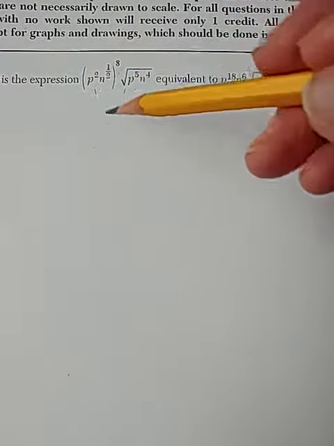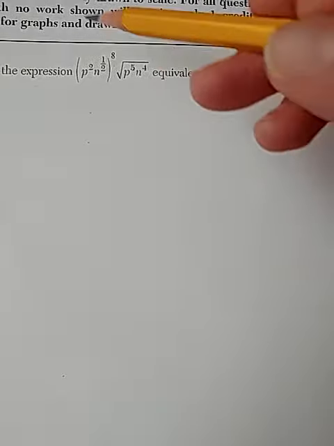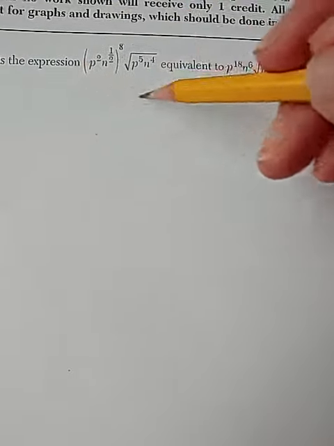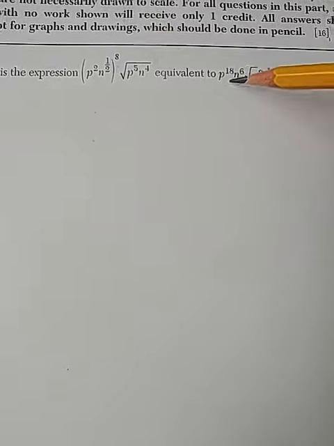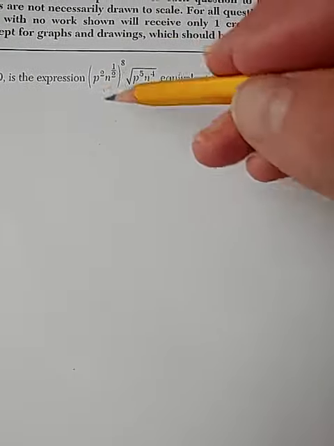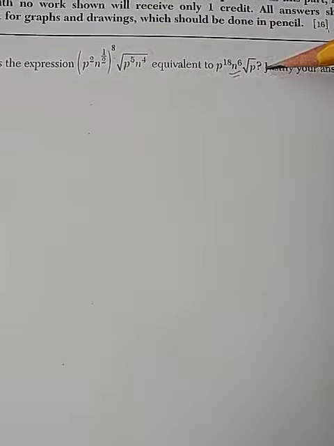All right, we're going to do the solution to number 25 in the January 2020 Regents. They're telling us that this expression is equivalent to this one, and they want us to justify our answer. So I'm going to do all my necessary operations on this side over here. I'm going to bring everything together and show that when I perform all my operations, I get this answer: p to the 18th n to the 6th square root of p.